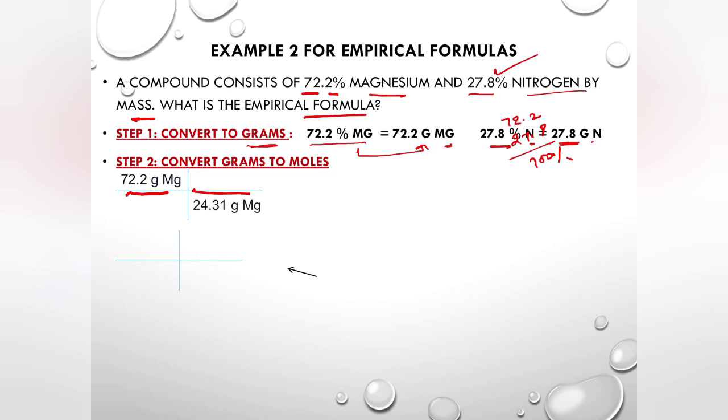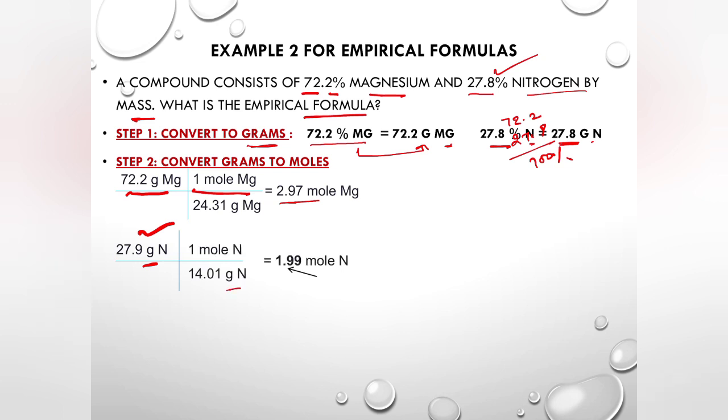Here the molar mass of magnesium is 24.31. Now we get the number of moles, 2.97 moles. Again, 27.8 gram of nitrogen divided by the molar mass of nitrogen, which is 14.01 gram, then we will get the number of moles. Again we have obtained the moles but in fraction values.